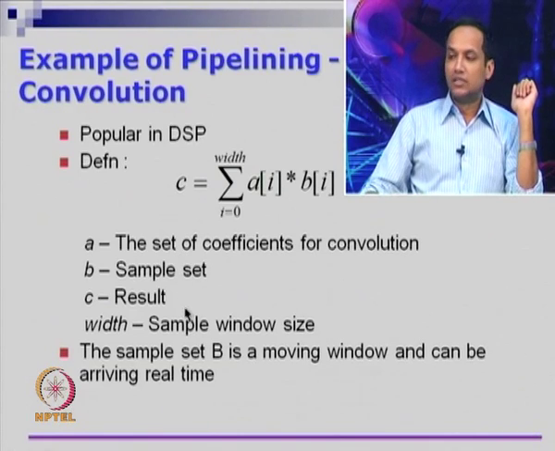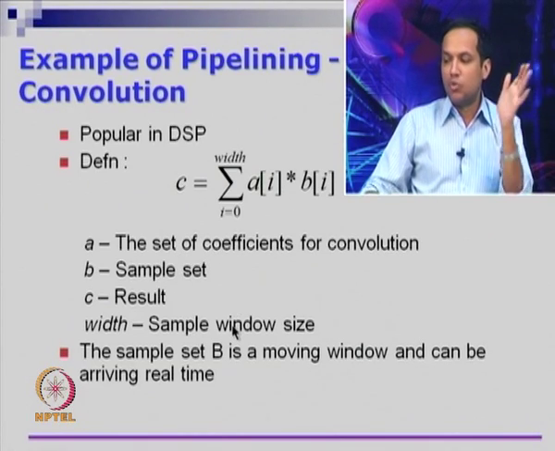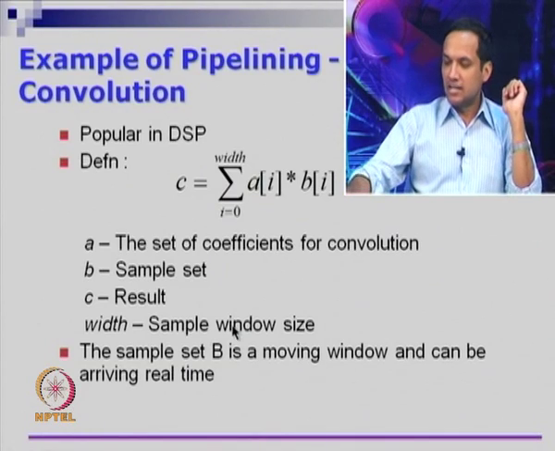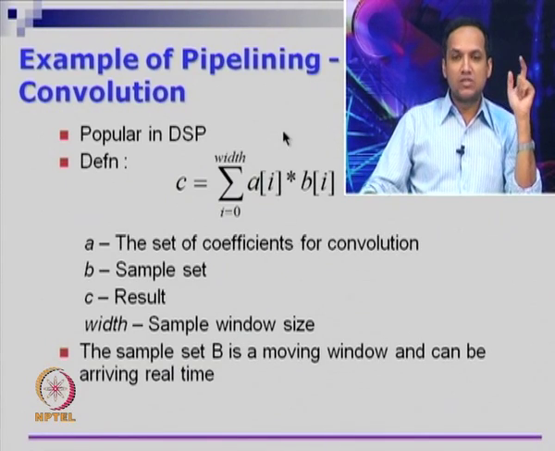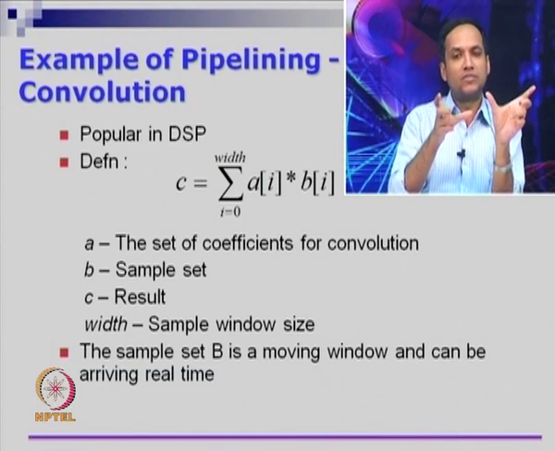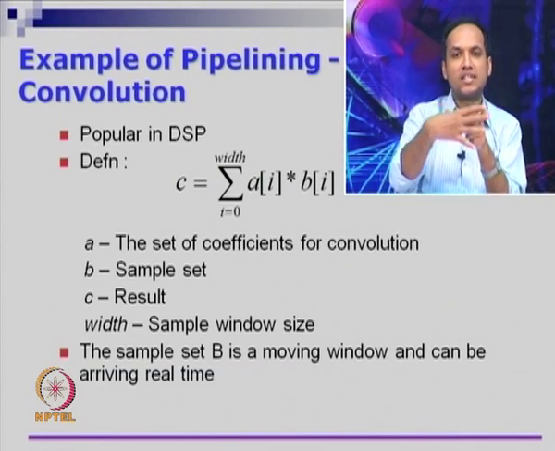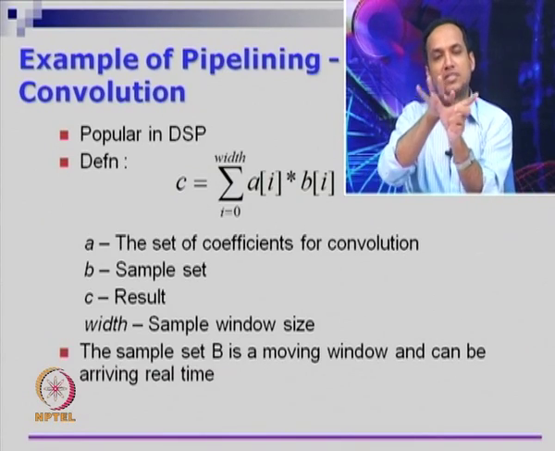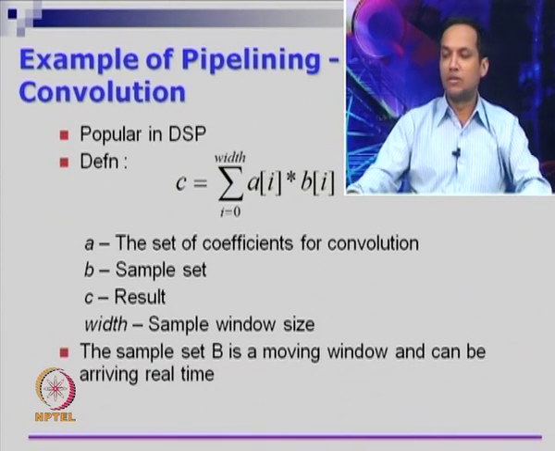W is usually the window size, and the result is eventually stored in C. So the sample set is essentially a moving window and can be arriving in real time. So if you change I from 0 to width, whatever the width of the window is, you process that, and then you move the window and process this once more and so on. That is what convolution does.